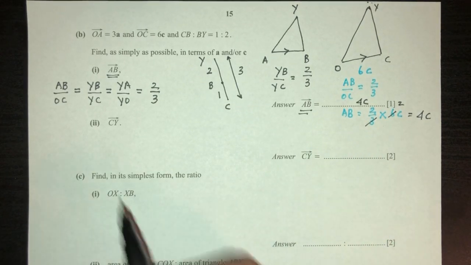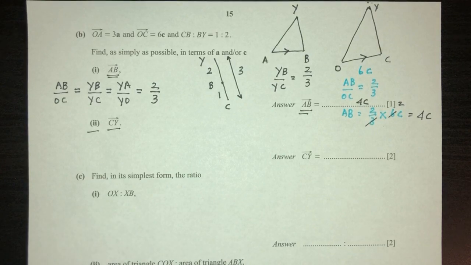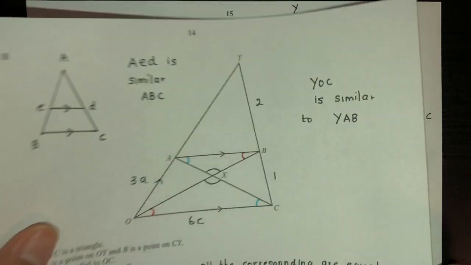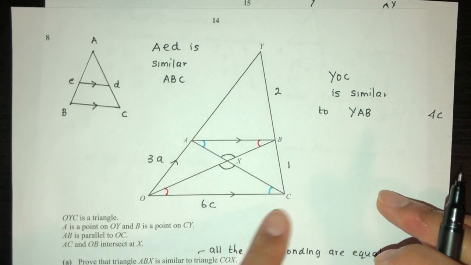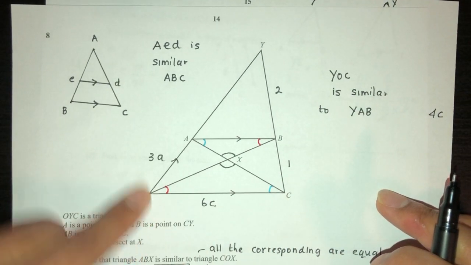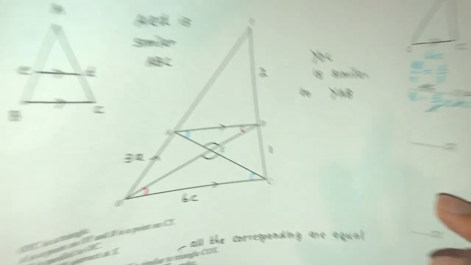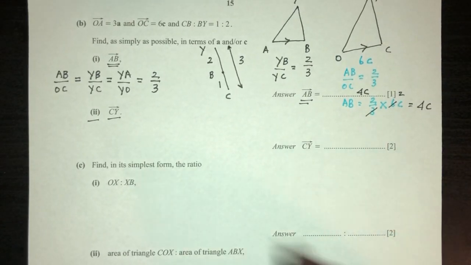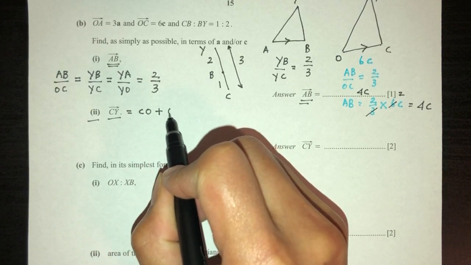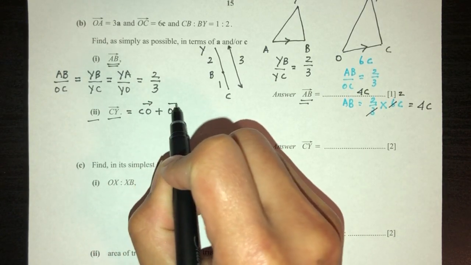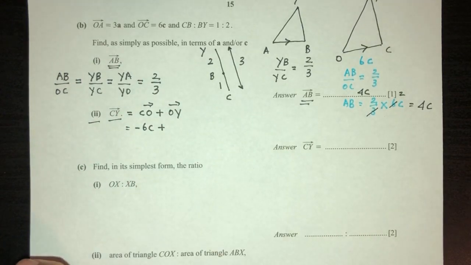Now moving on to part 2, you have to find CY. Now CY, as you can see, starting from C, going to Y, you have to go C, going to O, O going to Y. Okay, so CO we know already, it is minus 6C. So CO plus OY. This is minus 6C plus OY. So how can you find OY?